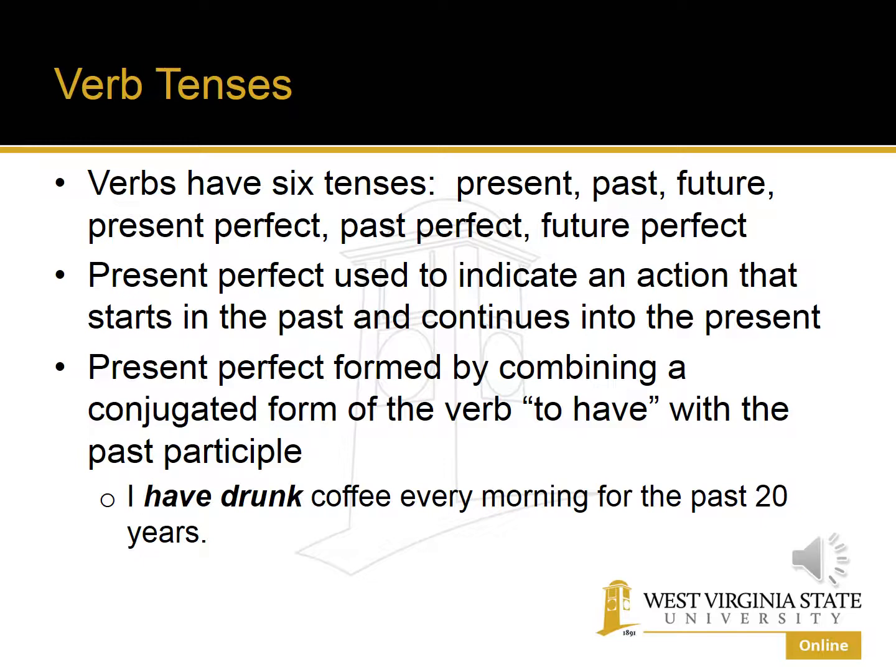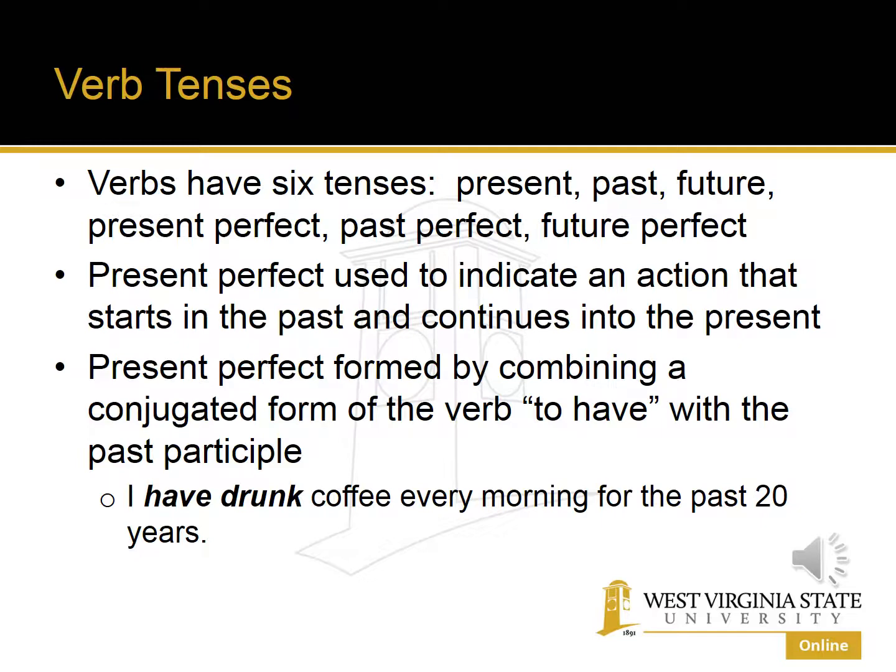The present perfect tense is used to indicate an action that starts in the past and continues into the present. It is formed by combining a conjugated form of the verb to have with the past participle. So an example, I have drunk coffee every morning for the past 20 years. Or I have just finished reading a new book by Stephen King.